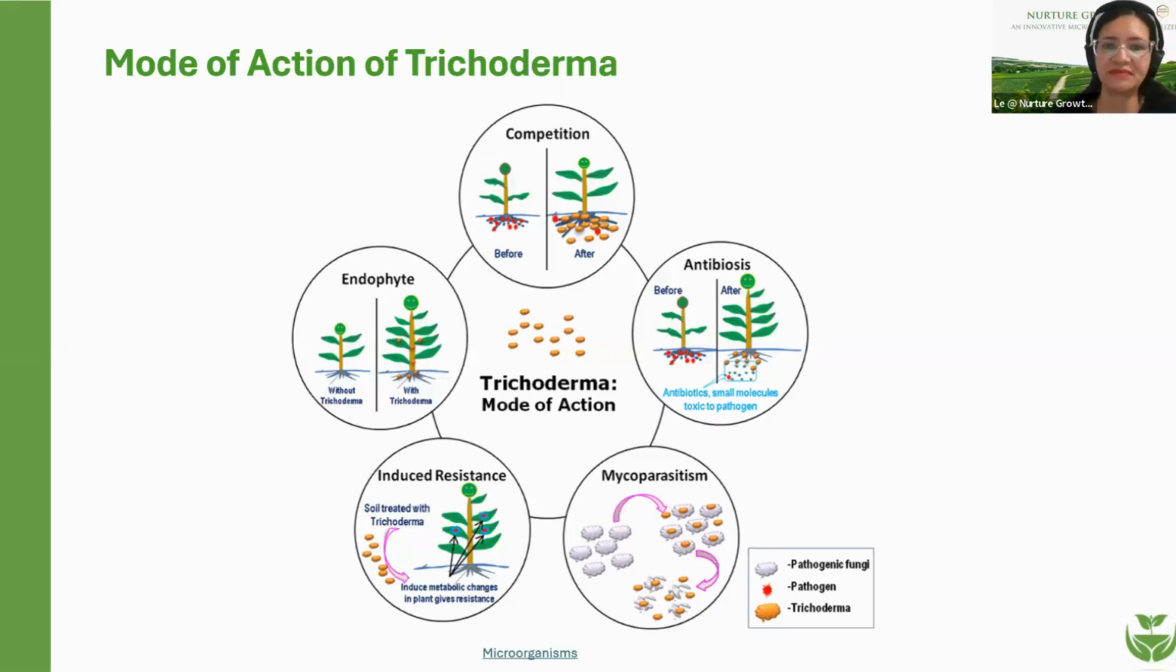In competition, in microbes also, there is competition for space and nutrients. Since Trichoderma is a fast-growing fungus, whenever there is any harmful pathogen in the soil, there is a competition for space and nutrition. Since Trichoderma is a fast-growing fungus, it grows so fast and it inhibits or suppresses the growth of any pathogenic fungus and protects the plants against those harmful pathogens.